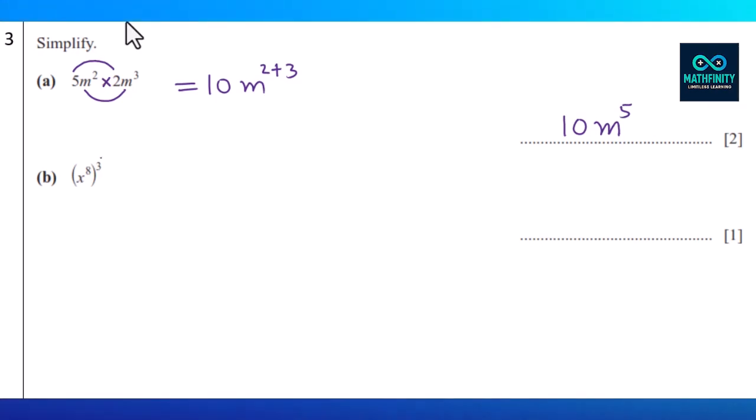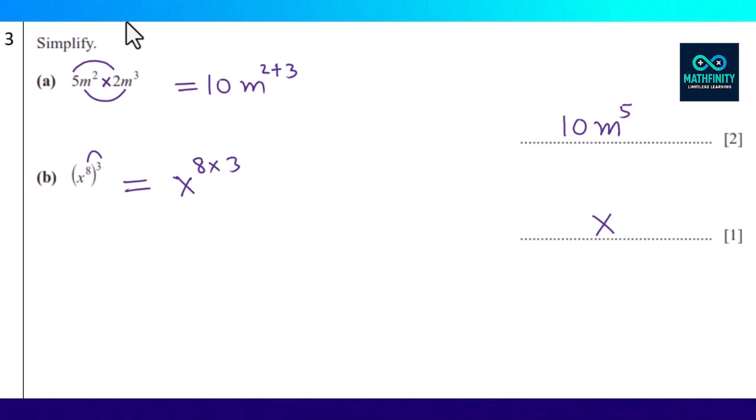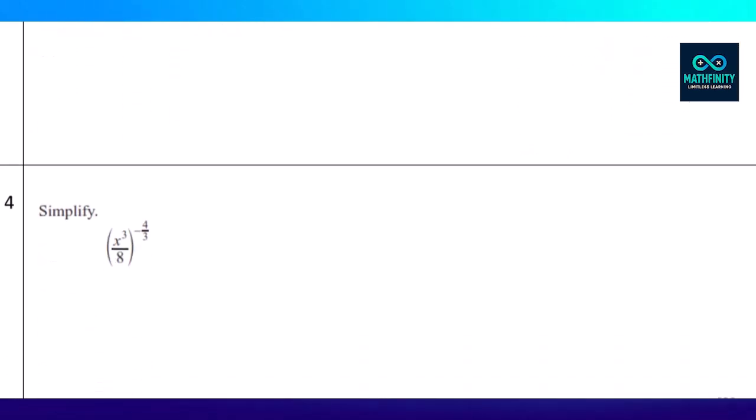And B part is the same, power and power. They are checking your concept. So we will write x 8 times 3. So what is the final answer? Power and power always will multiply with each other. So 24. Okay. Question number 4.